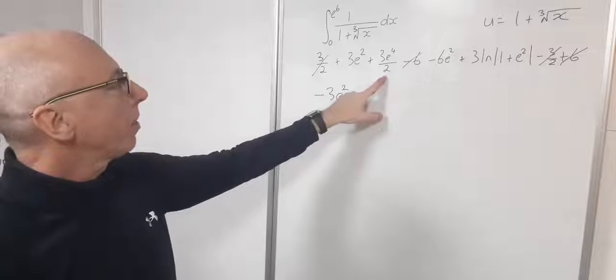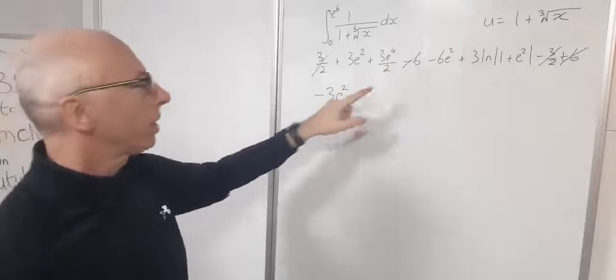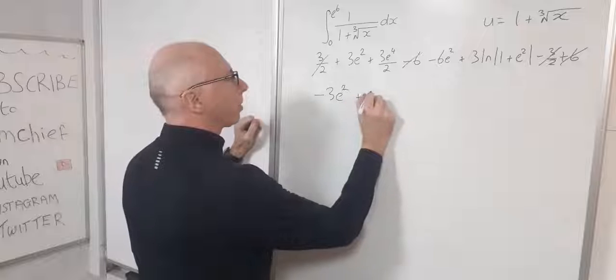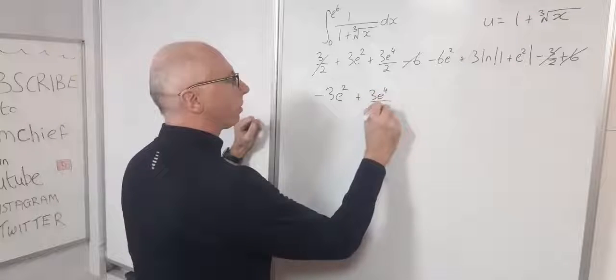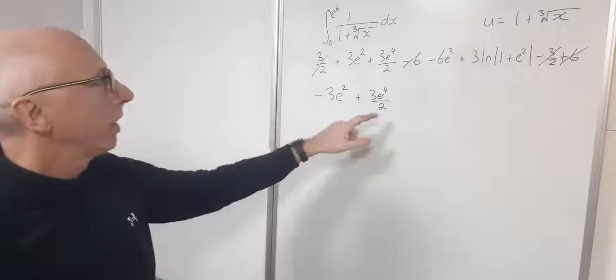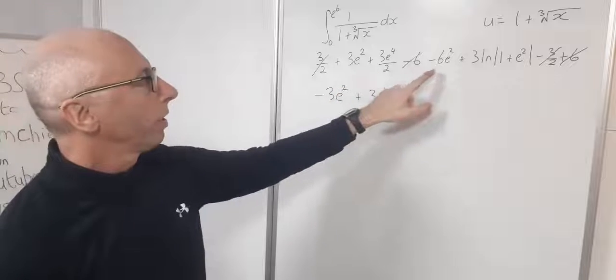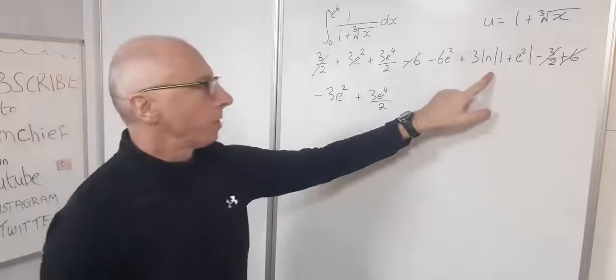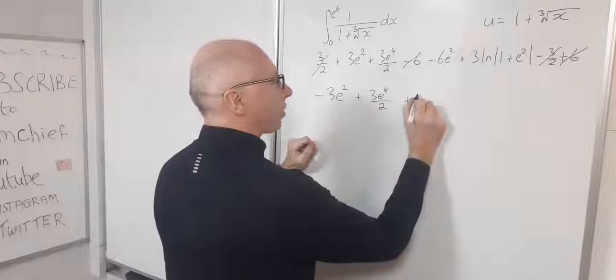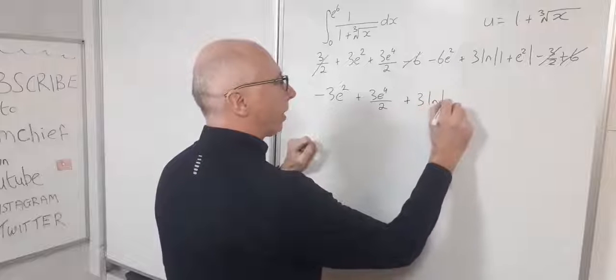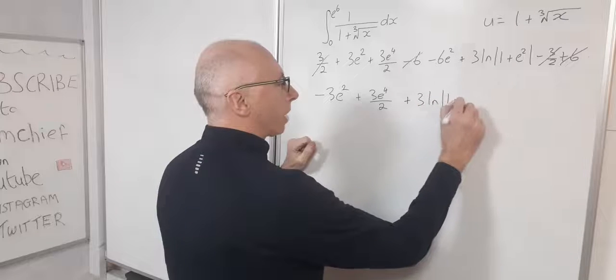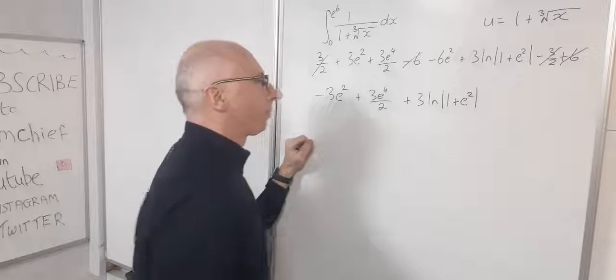And then here I've got 3e to the 4 over 2, and that's the only e to the 4 term, so that's plus 3e to the 4 over 2. So that takes care of that one, and that one, and that one, and now just a logarithm term. So now I've got plus 3 natural log absolute value 1 plus e squared.